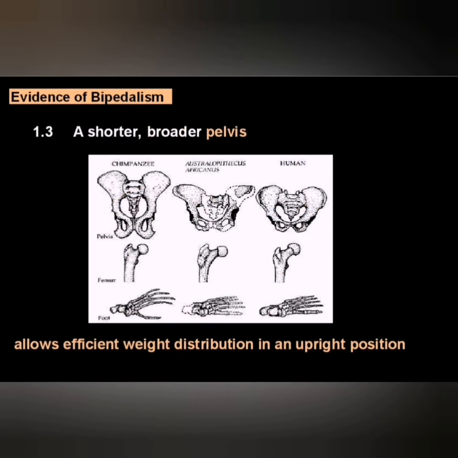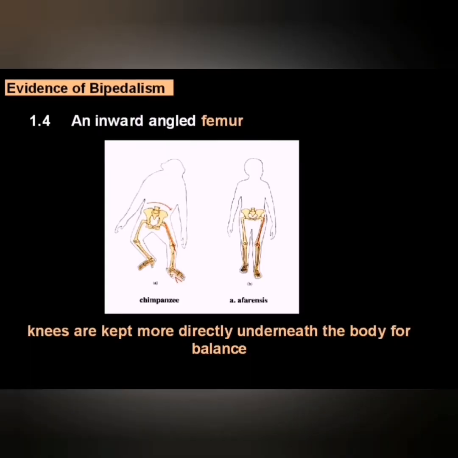The pelvis is also completely different in knuckle walkers or quadrupedal animals versus bipedal animals, or bipedal humans for that matter. The pelvis is shorter and broader in the case of a person walking upright, while in apes, the pelvis will be narrow and longer. You can also see that the femur, as it goes into the hip, is angled inward.